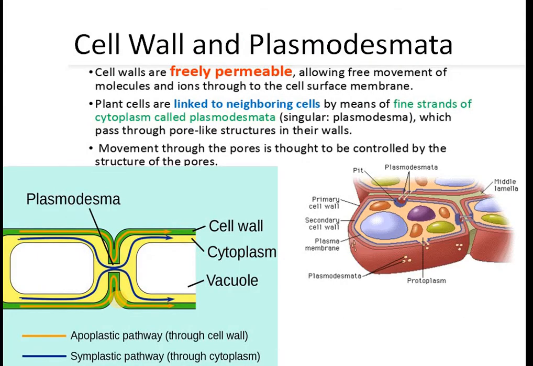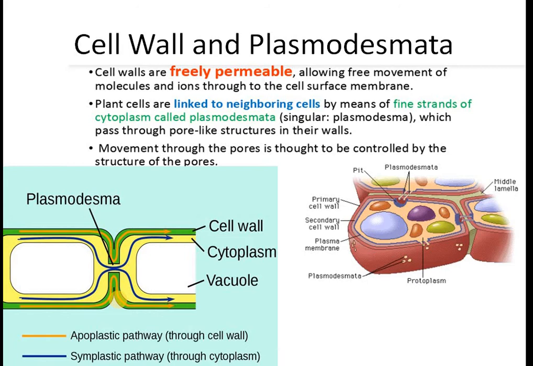This is the structure of plasmodesmata, and before that, let's go through the definition of it. The first point is telling you that cell walls are freely permeable. You know it already. It does not stop the entrance or exit of any molecule, unlike a cell membrane.